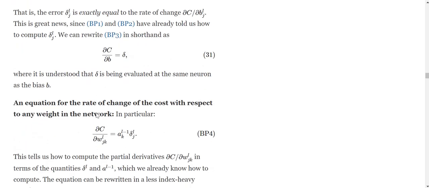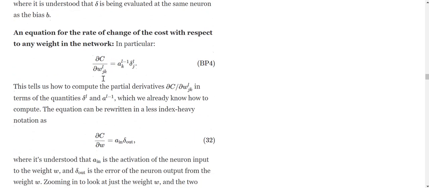And now when you write this in shorthand, it is reasonable to assume that you will understand that you are getting the error at the same location as where you're taking the bias. It can't be like you're taking the first neuron of the third layer and getting the error for the seventh neuron of the third layer, right?